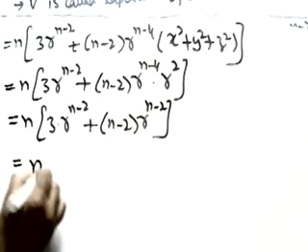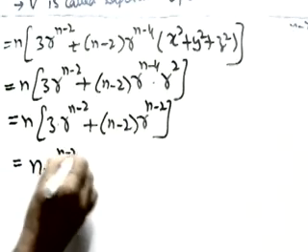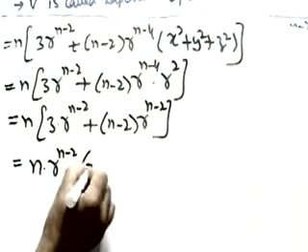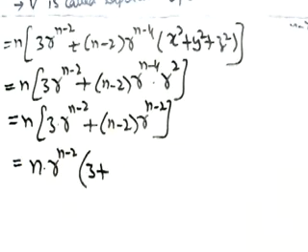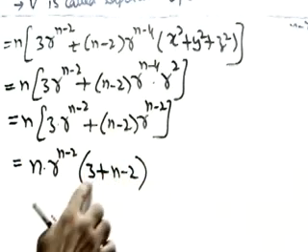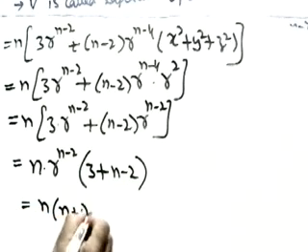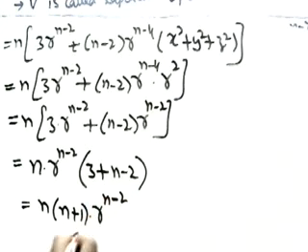Now let me take common r^(n-2) from here. So n into r^(n-2), if you take common from this, what is left here? It is left 3 here. And what is left here? n-2. Now 3 plus n minus 2 will be n+1. We can write like this: n into (n+1) into r^(n-2).